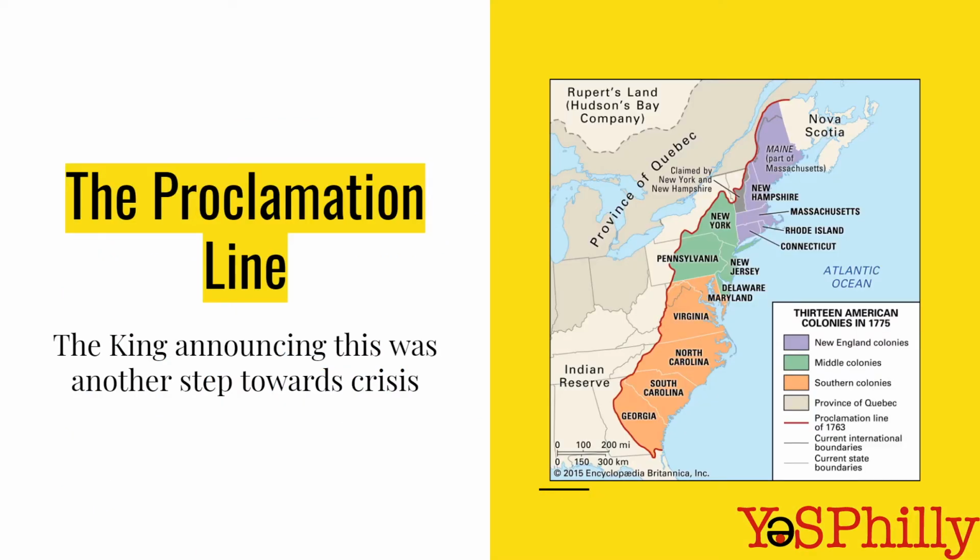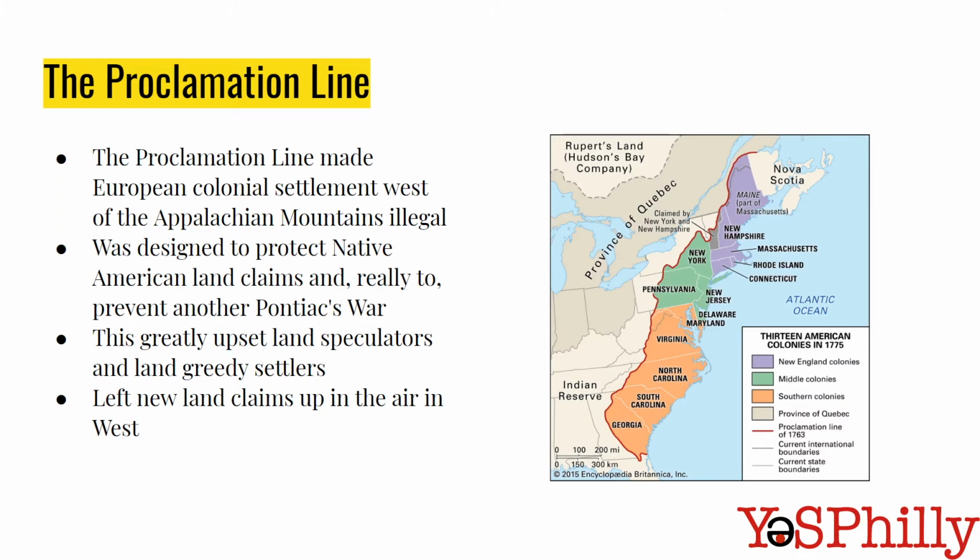So that brings us to the second one of these reforms, and that's the Proclamation Line. So the king announcing this was another step towards crisis. And we can see the Proclamation Line right here, and we'll look at it again more on the next slide. The Proclamation Line made European colonial settlement west of the Appalachian Mountains illegal. So west of this red line, all the mountains out here, all that settlement is illegal. White people couldn't settle out past that red line. It was designed to protect Native American land claims and really to prevent another Pontiac's War.